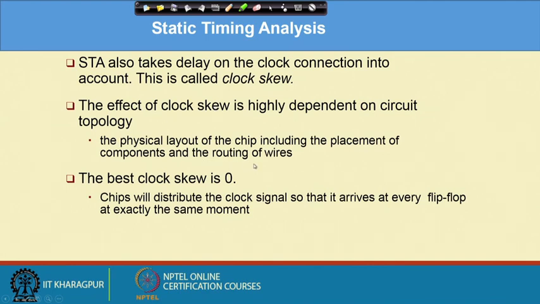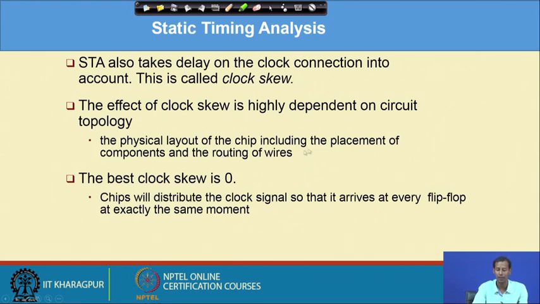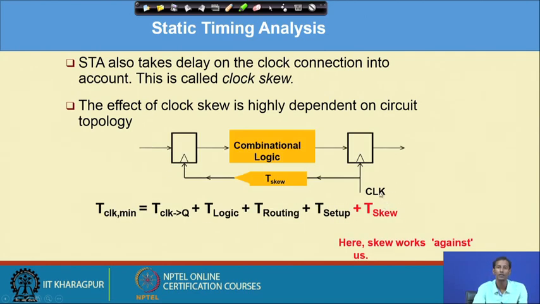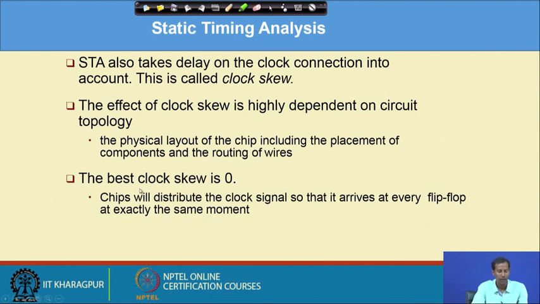The effect of clock skew is highly dependent on circuit topology, which we have already seen, and also on the physical layout of the chip, including the placement of the components and the routing of the wires. Routing of the wires means in which direction I am supplying the clock, and that matters for computing this skew. If it is against the data, opposite to the data, then it will be added. If it is in the same direction as the data, then it will be subtracted. And the best clock skew is 0.